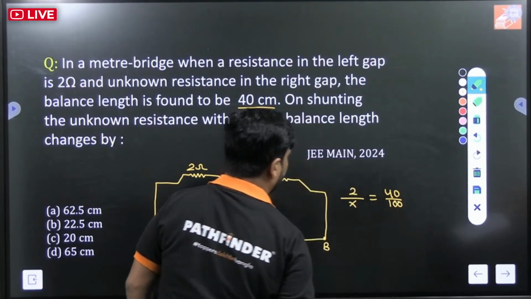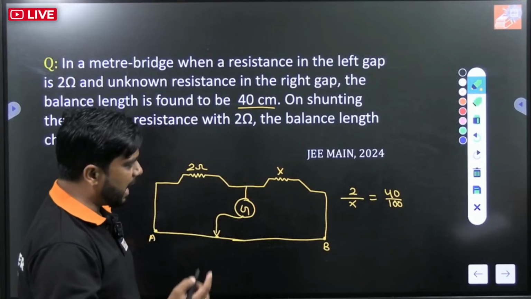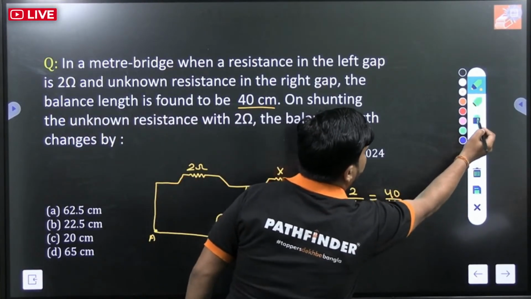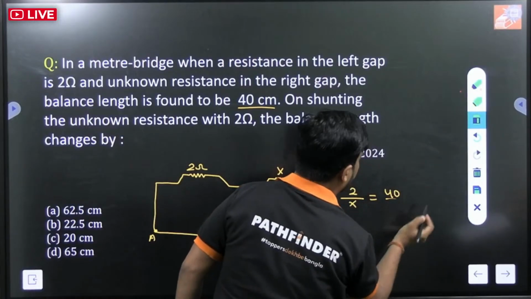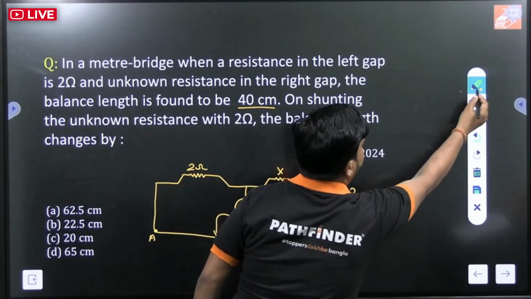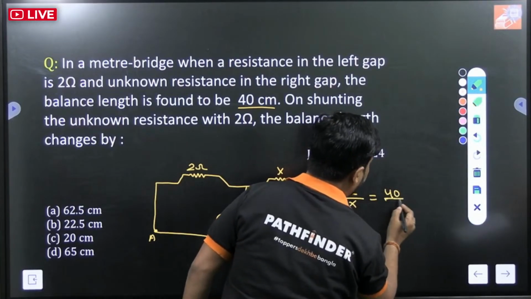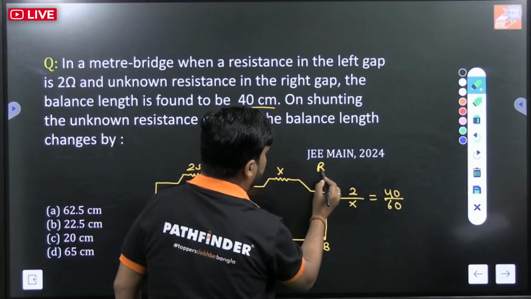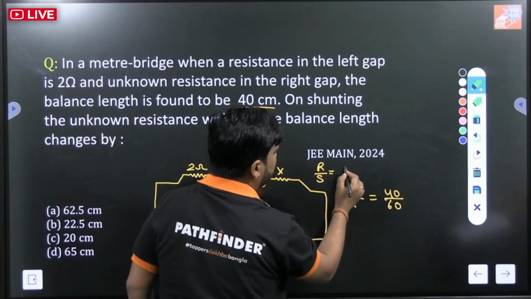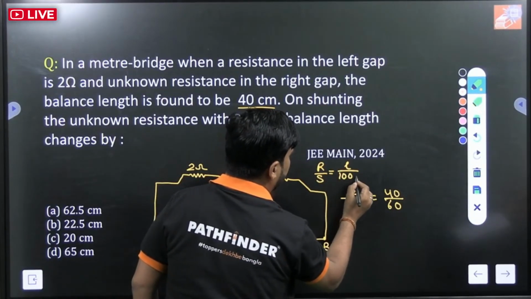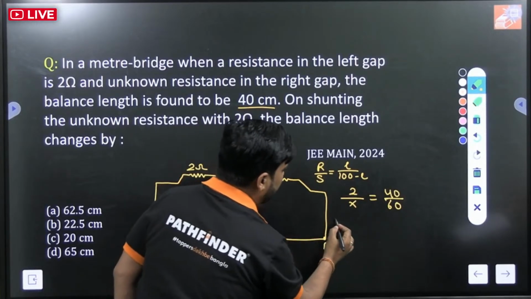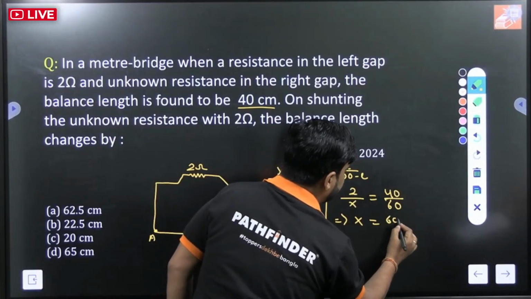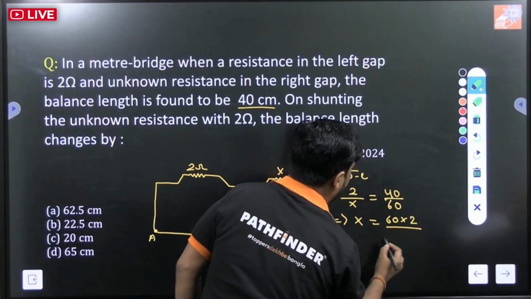We know that process. R1 by R2 is equal to L divided by 100 minus L. Sorry, it's 40 by 60. It's 40 divided by 60. By using this formula, you know that R by S is equal to L divided by 100 minus L. Right? So we can say this. So what is the value of X? X will be equal to 60 into 2 divided by 40.